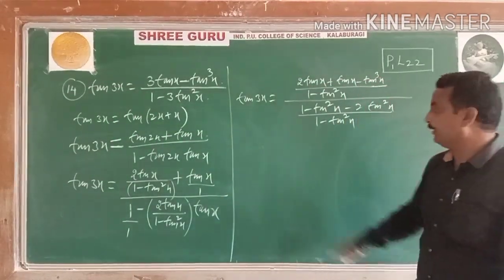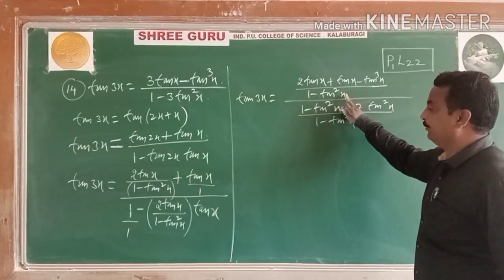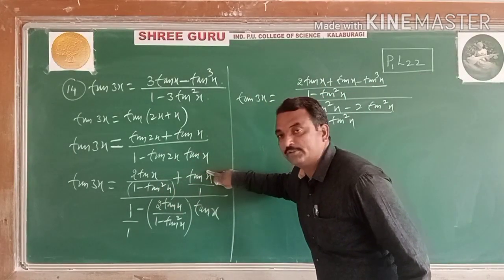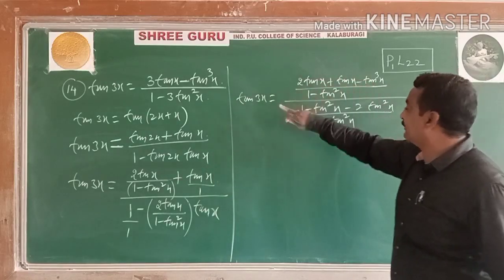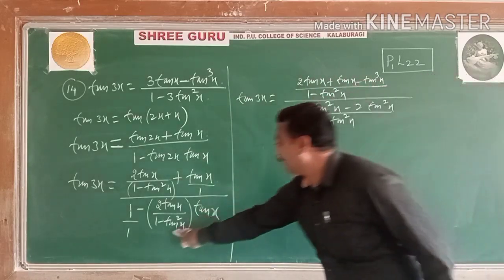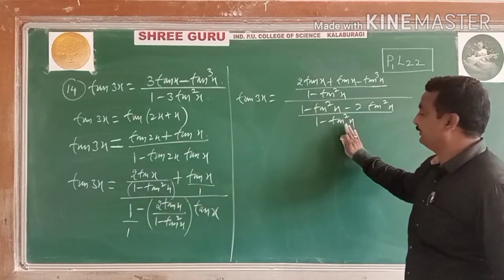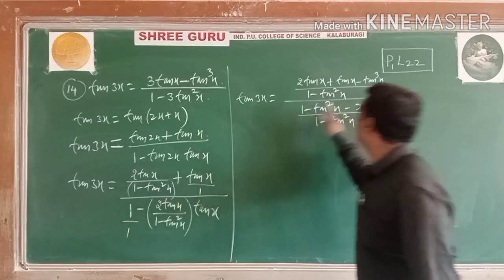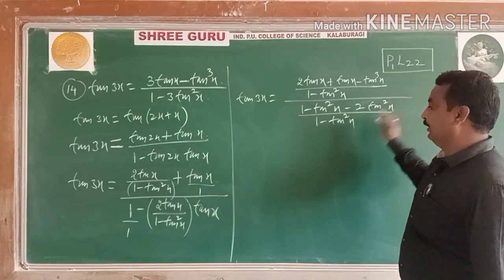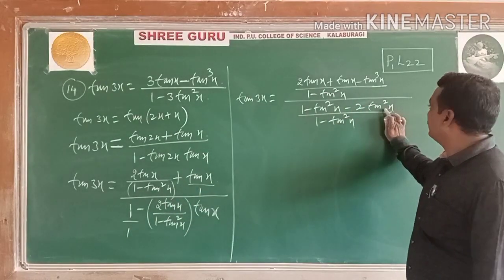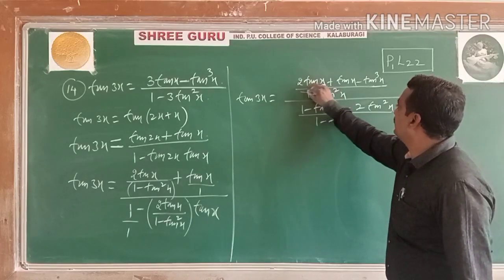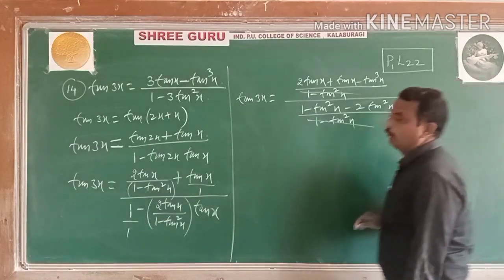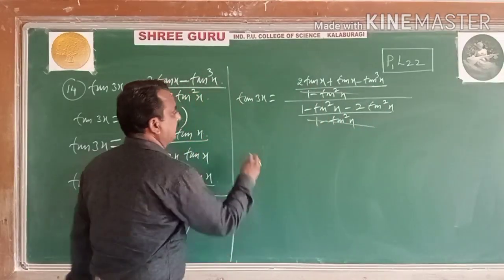So once again I repeat: 1 minus tan square x taken as LCM, 2 tan x as it is. So this 1 minus tan square x multiplying with tan x becomes tan x minus tan cube x. And in the denominator also, 1 minus tan square x is the LCM, multiplied here, minus 2 tan x into tan x, 2 tan square of x. The 1 minus tan square x in the numerator and denominator get cancelled here.